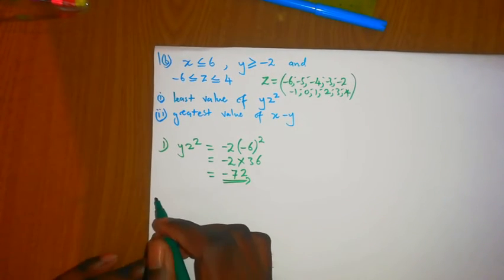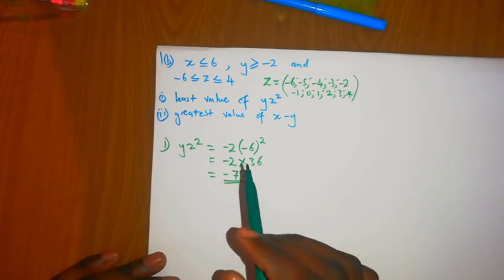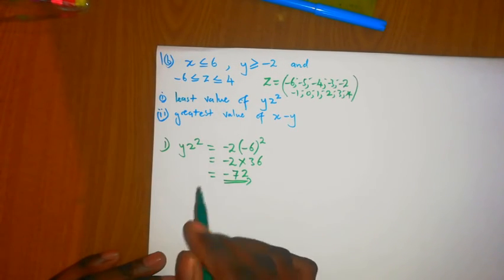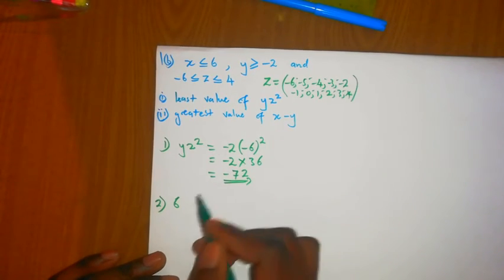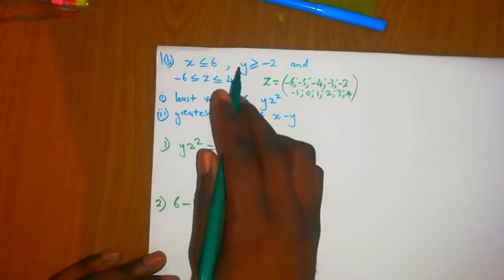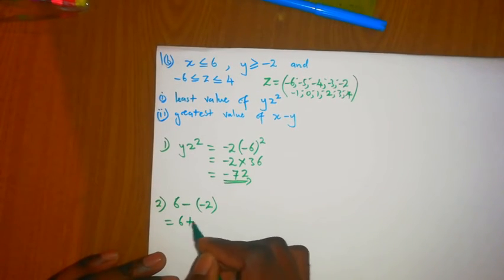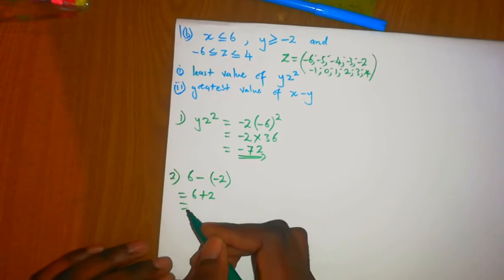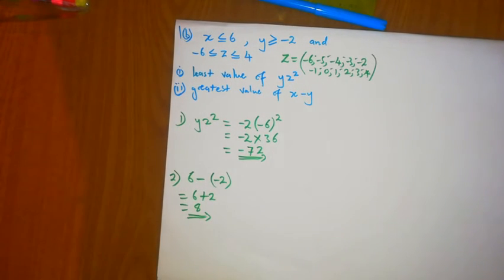Then I'm going to the second question, which requires the greatest positive value of x minus y. You just take what you see. At x I see 6, that's my number 2. Then I put the negative, in brackets. y is negative 2. So it's equal to 6 plus 2, which is 8. That is your final answer.